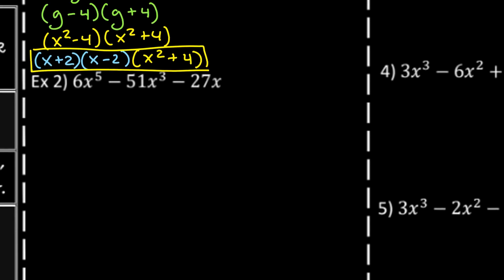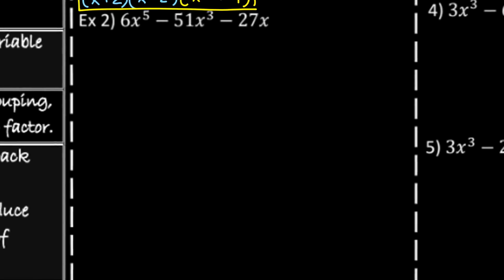Okay, so what do we do first? Look for a GCF. What GCF do we have? There is a 3 that goes into everything. What else? We can pull a 3x out. So what is 6x to the 5th power divided by 3x? 2x to the 4th power minus, what's 51 divided by 3? And what's x cubed divided by x? Minus 27x. What is 27x divided by 3x? Beautiful.